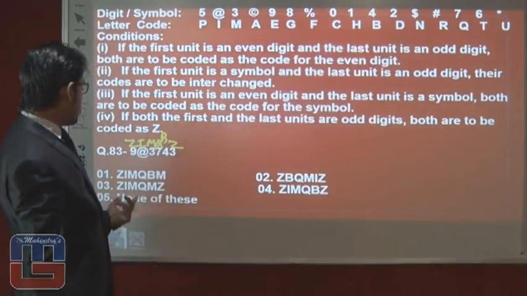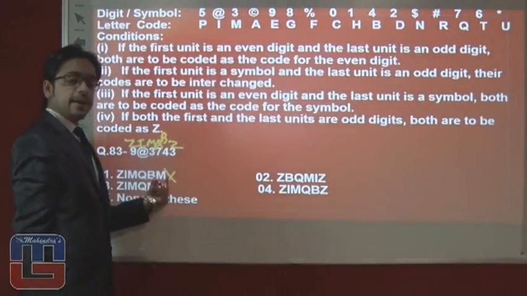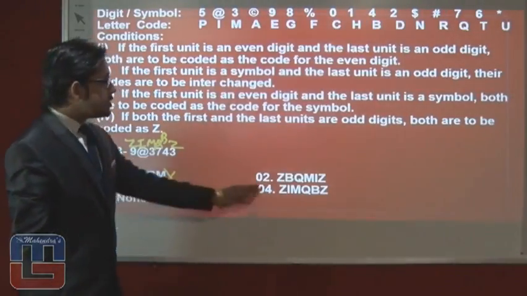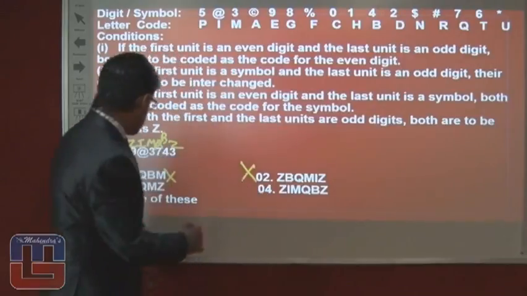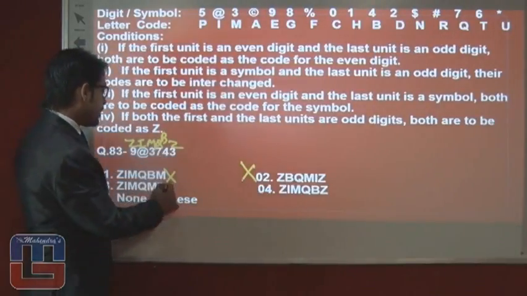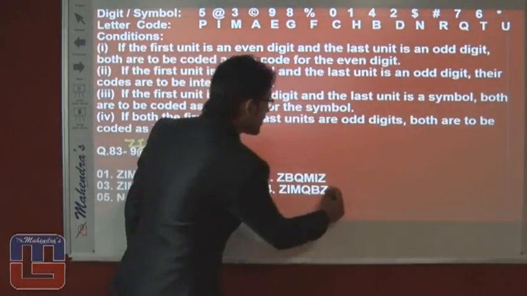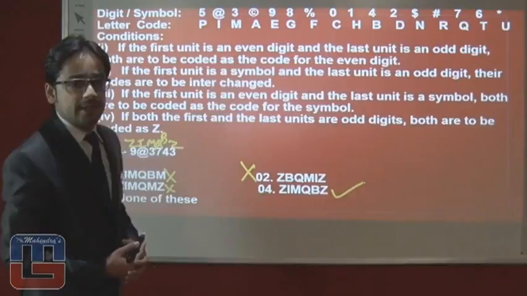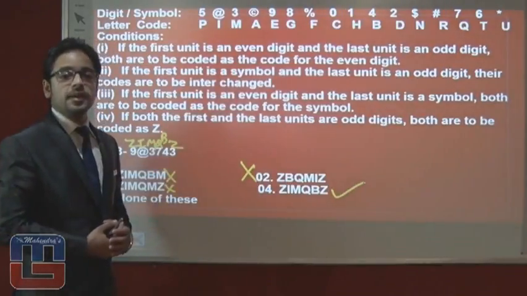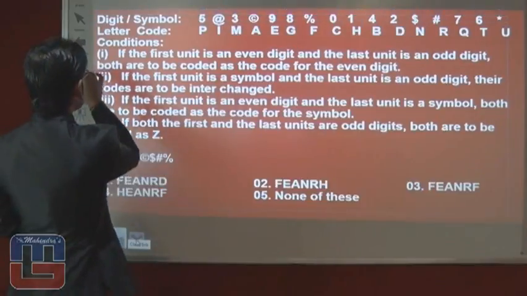So you can see here, ZIM QBM, this is false because it is written AM, not Z. ZB, again false. ZIM QM, we have to consider B, but over here written is AM. Next, ZIM QBZ, this is the right answer of this question. You can say that option number 4 will be the right answer of this question. Let's proceed towards the next question.